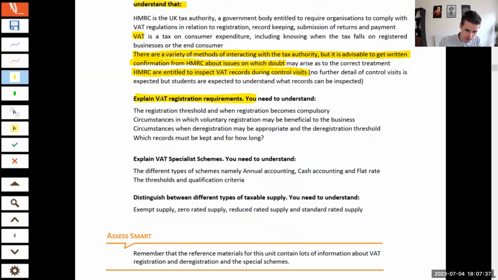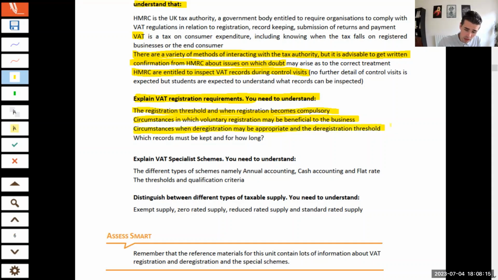VAT registration requirements. So again, this is reference material stuff, but you need to be aware it is going to come up in some capacity. Your registration threshold, obviously there's the different schemes, isn't there? So for example, we're going to see some of them a little later on, but what are the compulsory thresholds, which once your turnover hits that amount, you have to register. Circumstances where actually it can be voluntary. We're talking about the compulsory threshold. That doesn't mean that a company that earns less than that is unable to register. They can choose to do so voluntarily. It may have its advantages.